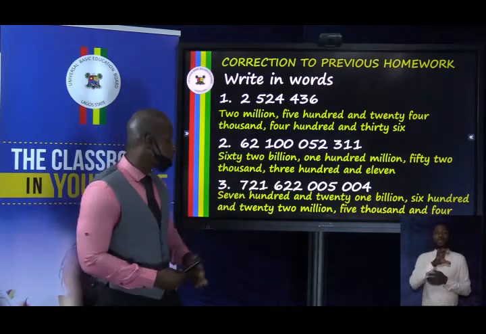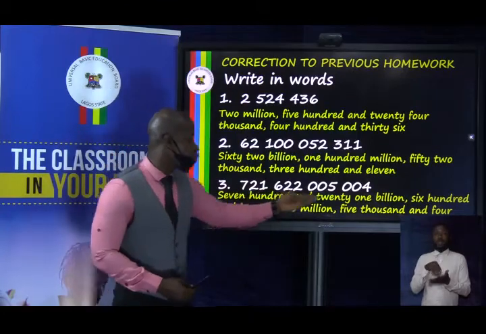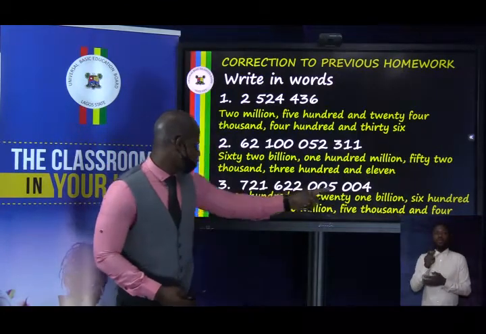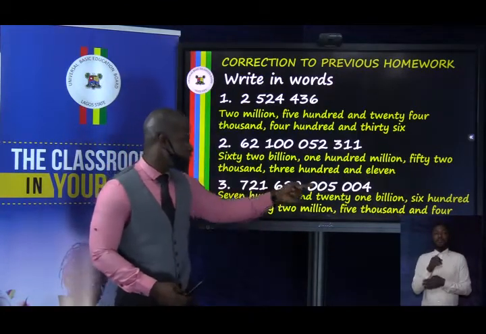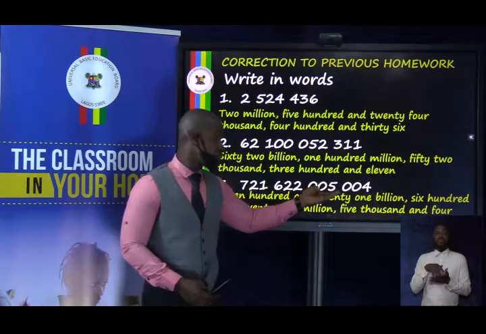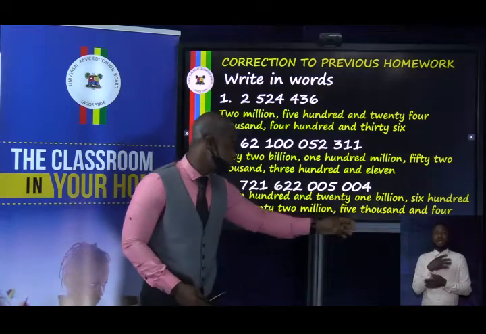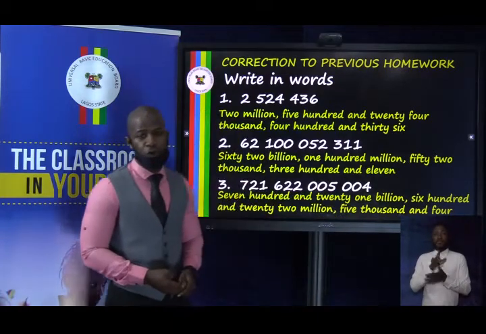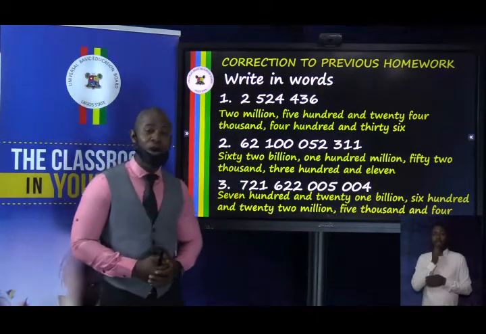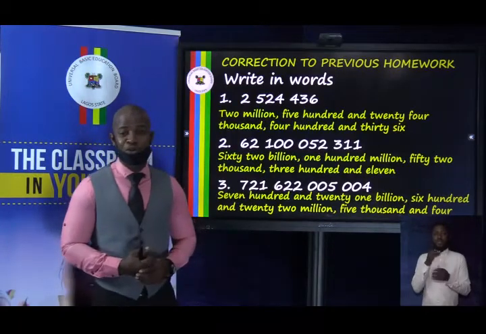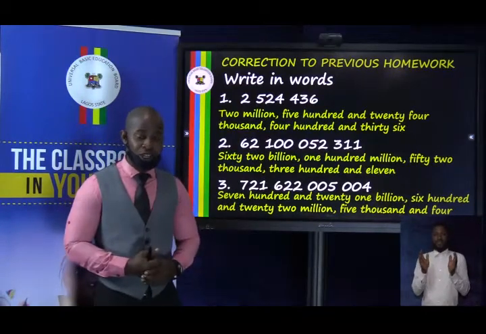So in our final answer, we're going to write 721 billion, 622 million, then, as I have said, 5,000. This is not 500,000, that's 005, that's 5,000, and then you have 4. Now, I believe you got that right. I'm sure that was easy enough for you, and for that, you get a chair.